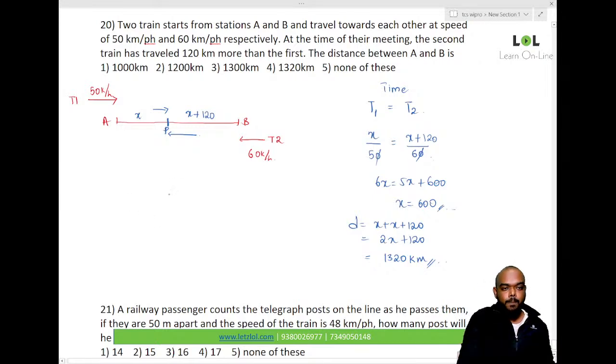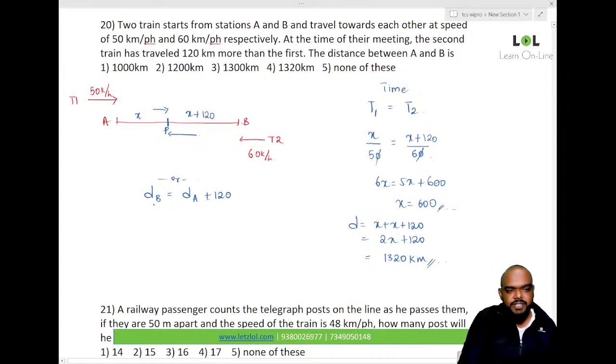Another way also I'll show you. Distance traveled by B is equal to distance traveled by A plus 120 kilometers. I can do it in this way as well. Both of them traveled for the same time, so distance I can write as speed into time. Let us say they traveled for T hours. Here, distance traveled by A is 50 into T, plus 120. So when I send this that side, we'll get 10T is equal to 120. Then T is equal to 12 hours.